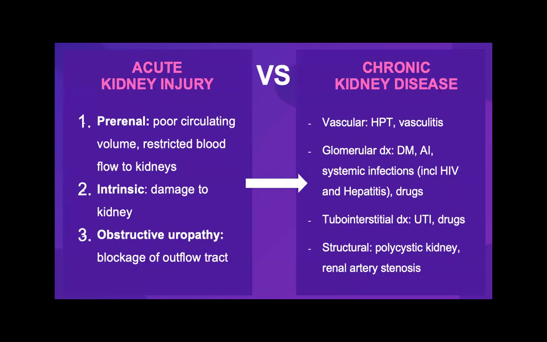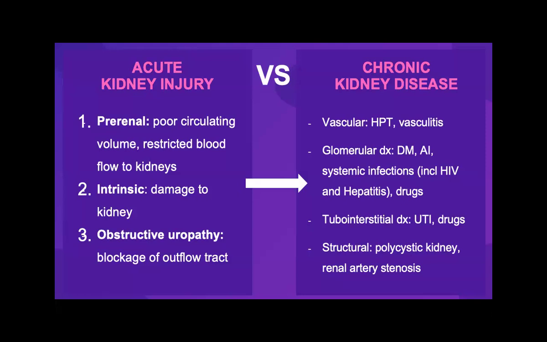vasoconstriction by NSAIDs, and inhibition of the RAS blockade. Then some intrinsic causes, it's anything that damages the kidney itself, so that can be damage to the glomeruli, the tubules, the interstitium, and then obstructive uropathy, which is blockage of the outflow tract, commonly caused by prostatic disease or intra-abdominal malignancies.